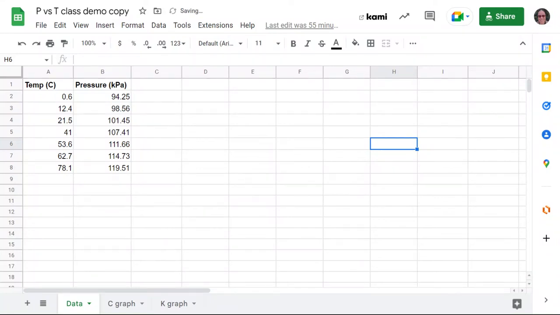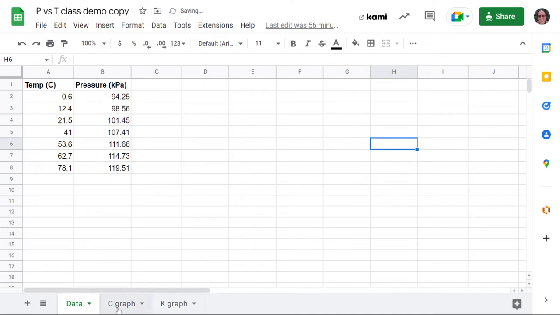All right. Hi, guys. Today I am going to be discussing with you the results of our pressure versus temperature lab. Now, to remind you, we gathered this data using the rigid flask that had the same number of particles, and we just changed the temperature. And this is temperature in degrees Celsius.